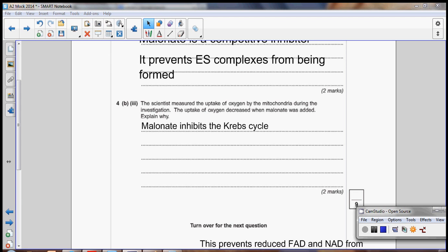So if I stop the Krebs cycle, I'll stop the production of reduced FAD and NAD, I'll shut down the mitochondrial electron transport chain, and as a result I won't have any hydrogen, any protons and electrons, to transfer on to my oxygen to form water, and I'll stop using up oxygen and taking it up.